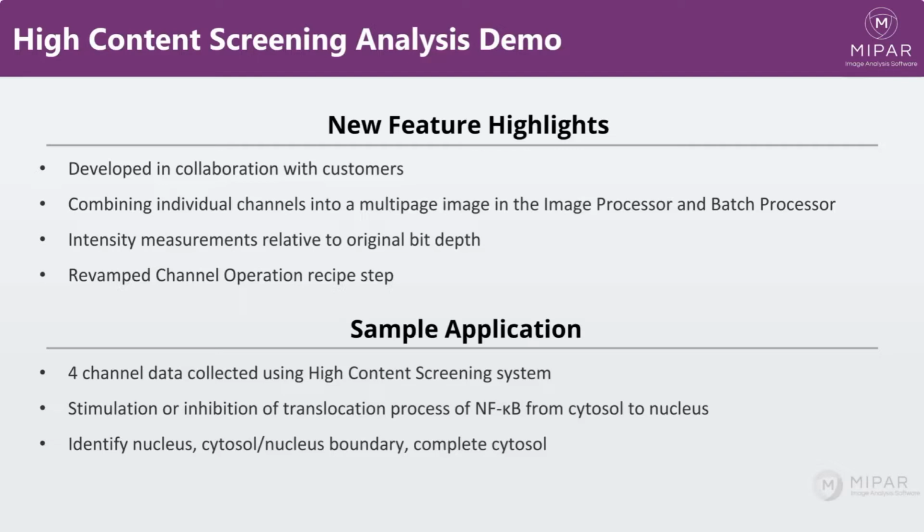To review the sample application, this specific data set is 4-channel data. It's collected using a high content screening system. This data set was collected to study the stimulation and inhibition of the translocation process of NF-kappa B from cytosol to nucleus. And the detection challenges require us to find the nucleus, cytosol, nucleus boundary, and the complete cytosol.